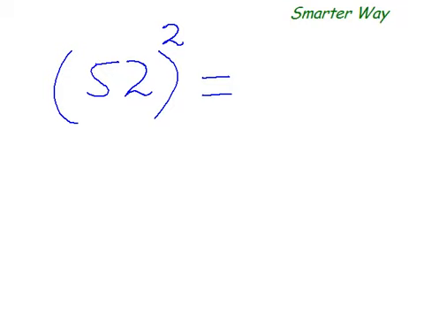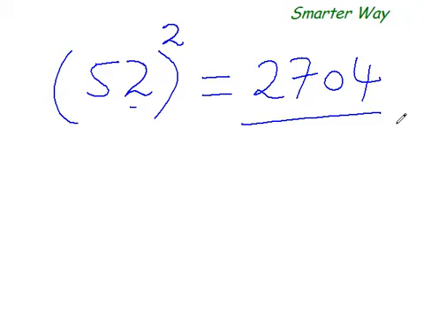Okay, so now let me do it the smarter way. So 25 plus 2 is 27 and square of 2 is 4, so 04. This is my answer. Could you understand that? Okay, so let me just explain it to you in more detailed manner.